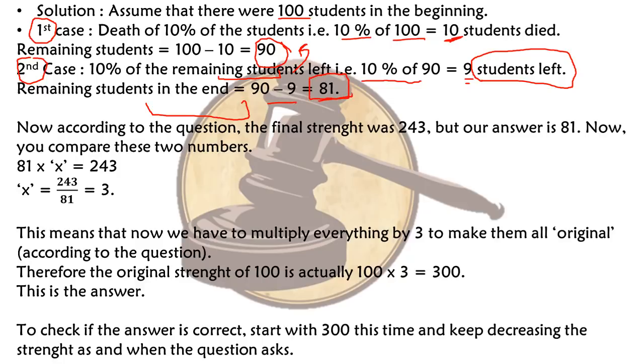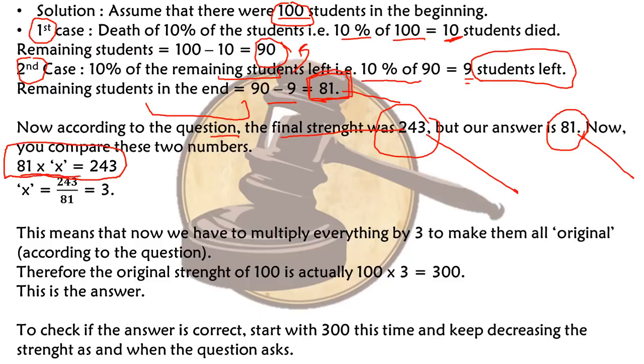Okay, so this is our imaginary value. This is imaginary because we had assumed there were 100 students, and then we did the operations on that, and now we have 81 as our imaginary value. Now, according to the question, the final strength of the students was 243. This is the real value, and according to us the answer is 81, which is the imaginary value. Now if you compare these two numbers, you just need to find out how many times 81 is of 243.